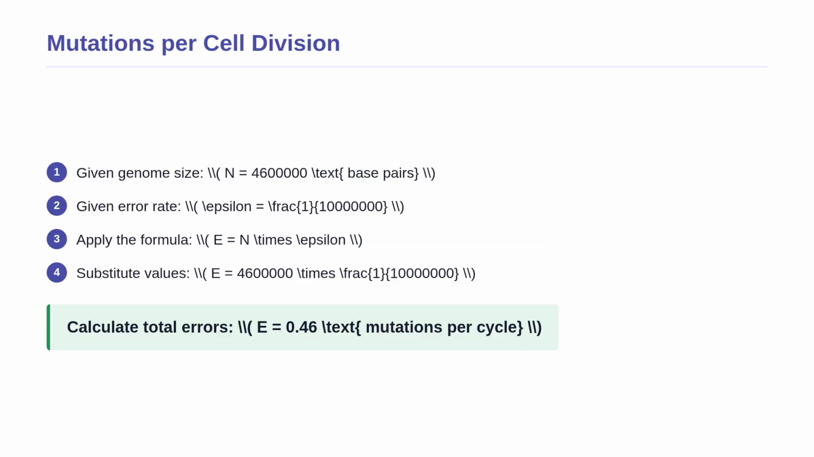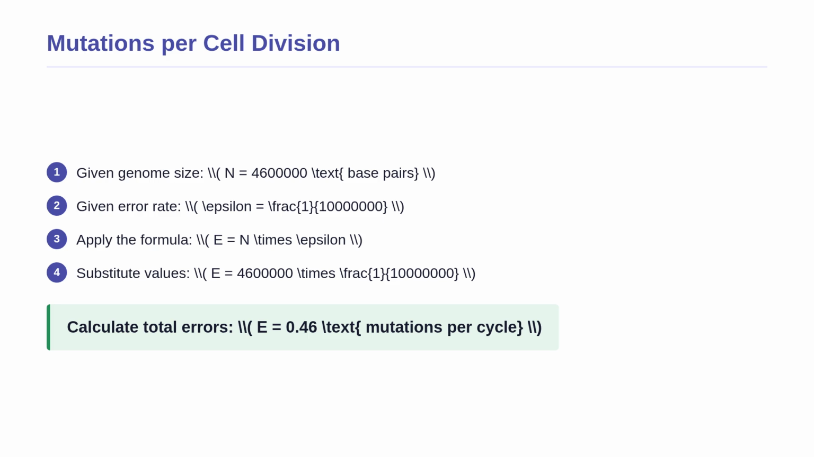Let us see how many mistakes actually happen in our E. coli cell. We know the genome size, N, is 4,600,000 base pairs. The known error rate, epsilon, is approximately one mistake for every 10 million base pairs synthesized. We want to find out how many errors occur in one complete round of cell division.